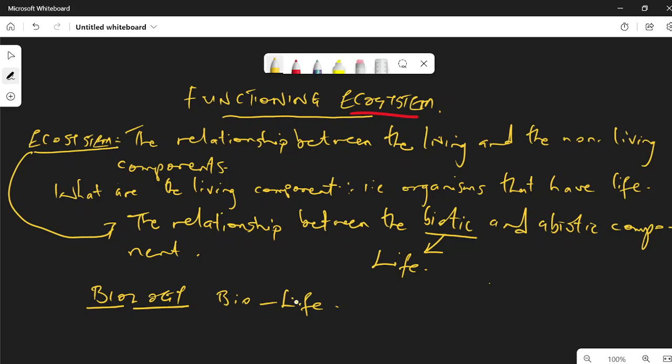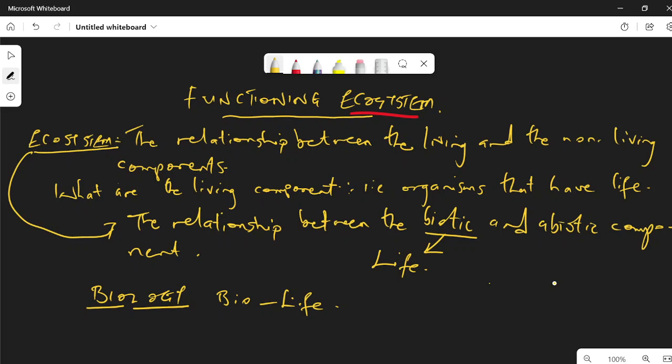So that is where we start the base of this topic from. Every substance that has life is referred to as a living component. So the relationship between the living and the non-living component is what we want to look at today. Are we together? Like I said, ecosystem is talking about the relationship between living and non-living components.